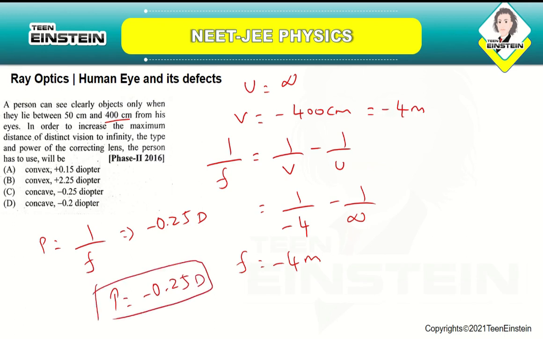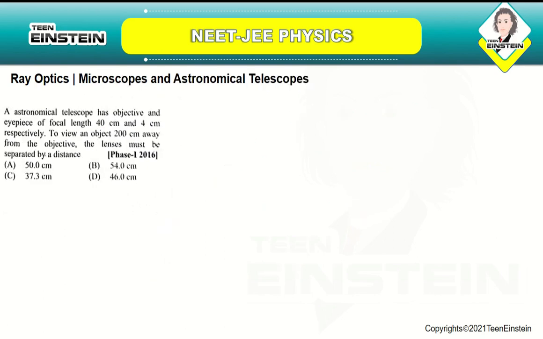Okay. So since the focal length is negative, it should be a concave lens and the power is minus 0.25 diopter. So the correct answer is option number C. Okay. Let us now move on to the next question.